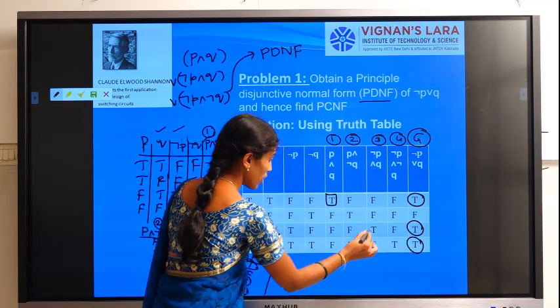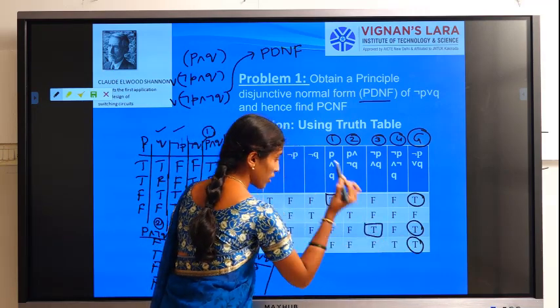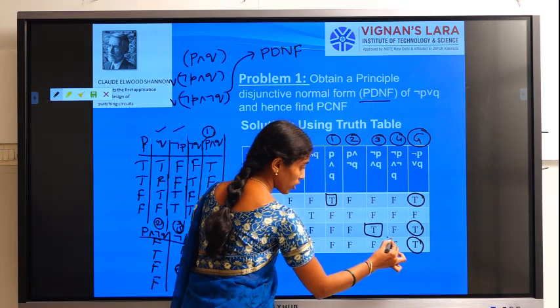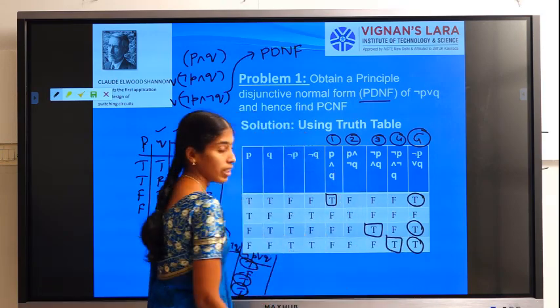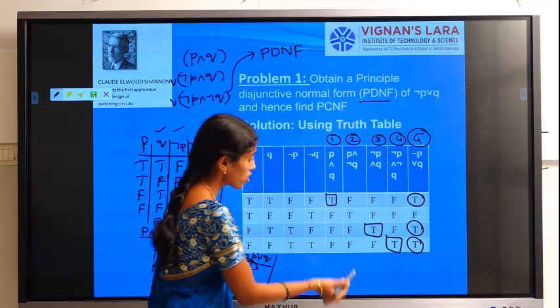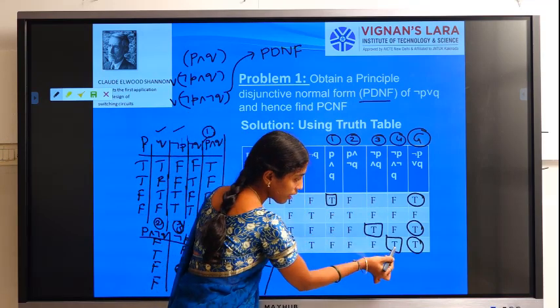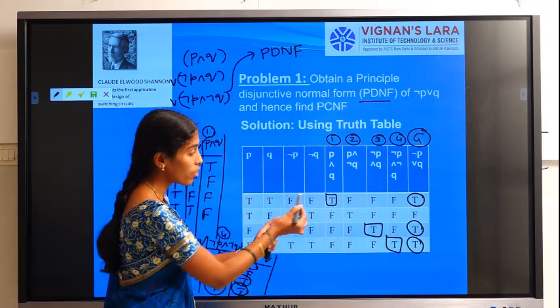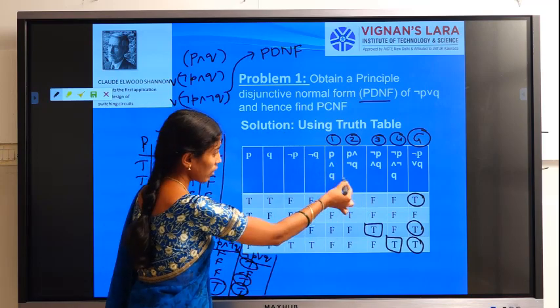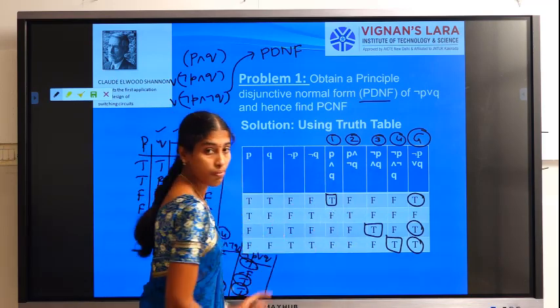Corresponding to the third T, the third min term is T. Corresponding to the fourth T, the last one is T. If we follow this order and observe clearly, we are getting diagonal entries. In the other places, all the values are false in the min term table construction.